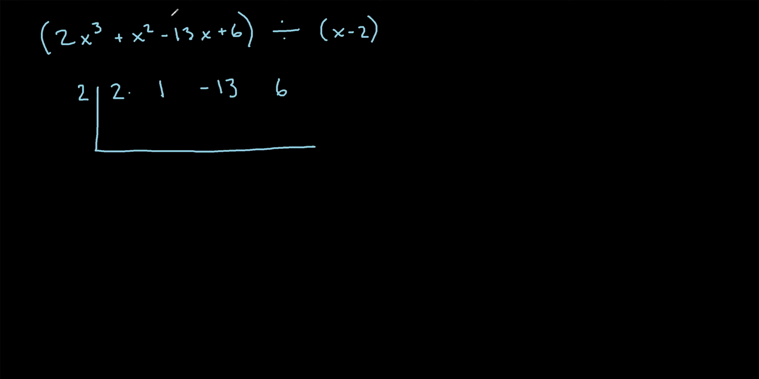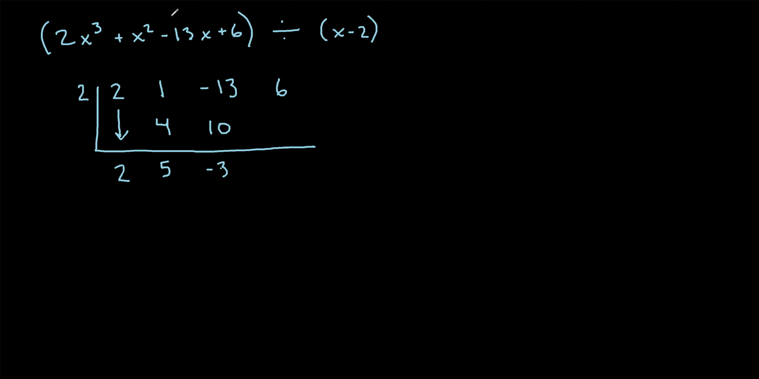So the way we do synthetic division is we start by bringing down the first number, so that's a 2, and then we multiply this 2 by whatever we put in the top left corner here, so 2. So 2 times 2 is 4. We write that 4 under this next term right here, and then we add straight down, so 1 plus 4, that's 5. And then we repeat the process, so 5 times 2 is 10. So we write a 10, and then we add again, so negative 13 plus 10, that's negative 3.